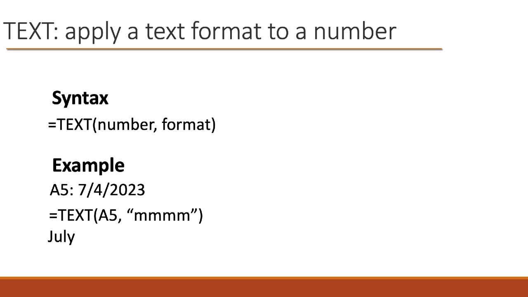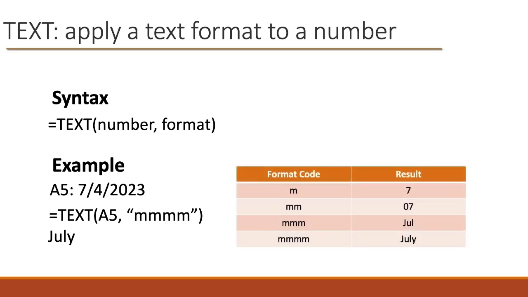Now, how are you supposed to know that it's 4 M's and nothing else? Here's a simple table. If I had used a single M, it would give me 7, right? Because July is the 7th month. If I said 2 M's, it would give me that leading 0. 3 M's would give me the standard abbreviation for July, and we used 4 M's, so that's why it spells it out. So this will work, of course, with all 12 months.